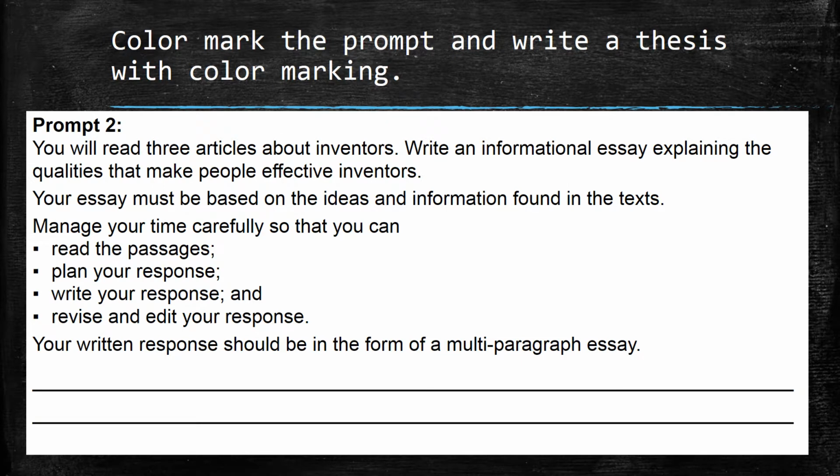It says you will read 3 articles about inventors. Write an informational essay explaining the qualities that make people effective inventors. Your essay must be based on blah, blah, blah. The rest of that we know is just advice on how to write our essay, so we don't need to look at that. When we're looking for what is the topic and what point are we making in this essay, it's going to be, in this case, in that first area, because it told us there what we're doing.